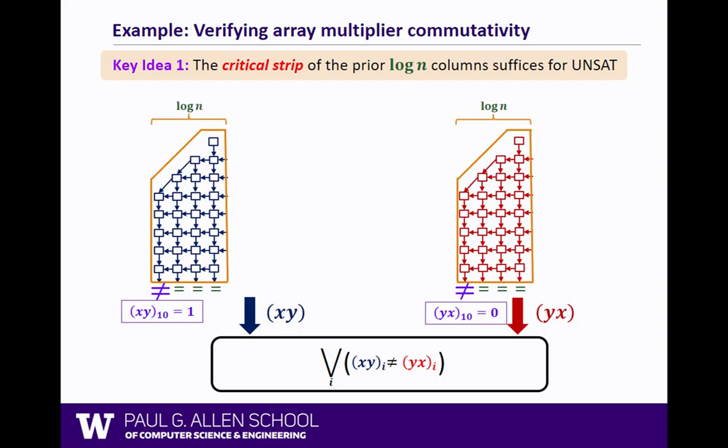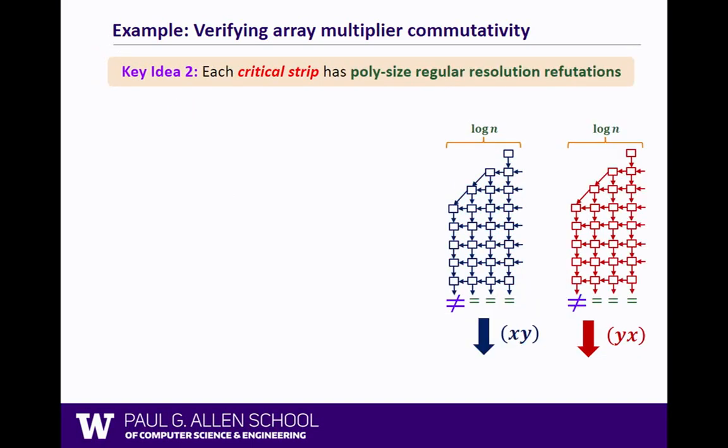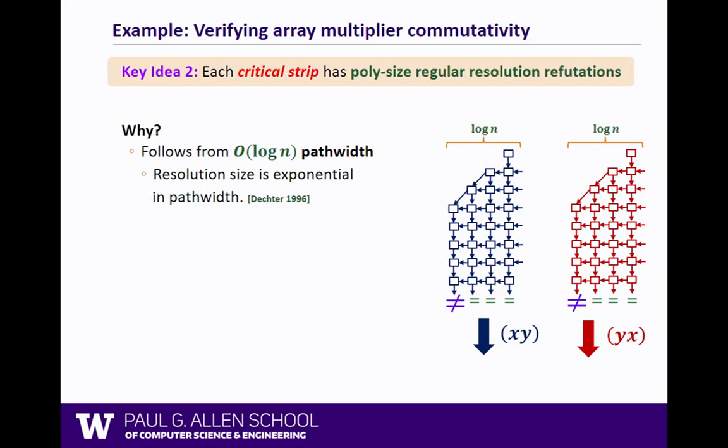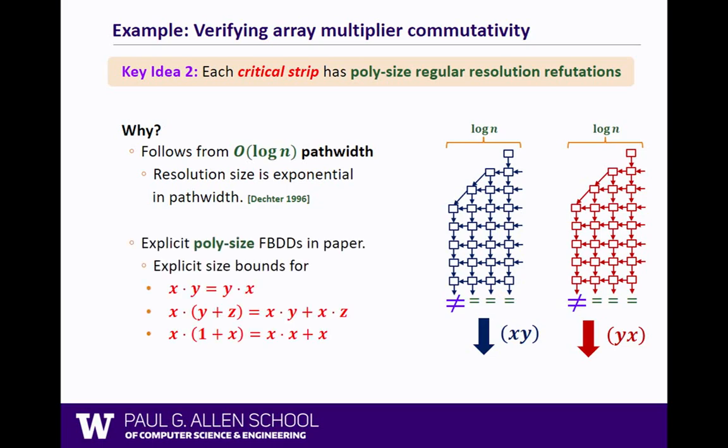Okay. The second key idea is that each of these critical strip instances actually has a polynomial-sized regular resolution refutation. So why is that? You can see it if you know of this path width argument. If you look at these constraint graphs, they have order log n path width. And it turns out that we can find resolution proofs that are exponential in the path width, and hence polynomial in size. In our paper, we actually give explicit polynomial size FBDDs, in order to give actual explicit size bounds for these different problems.